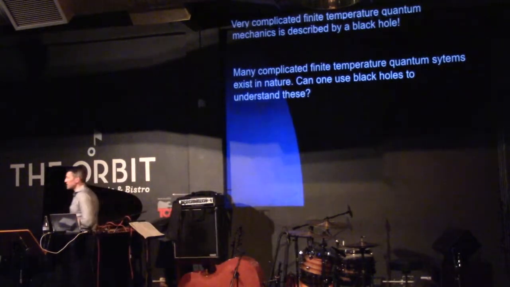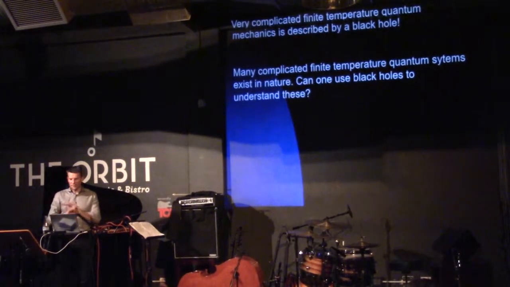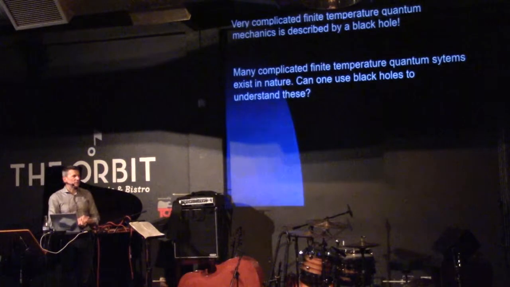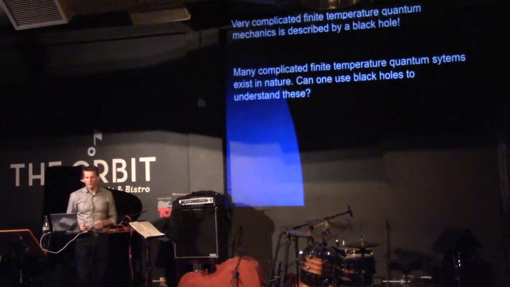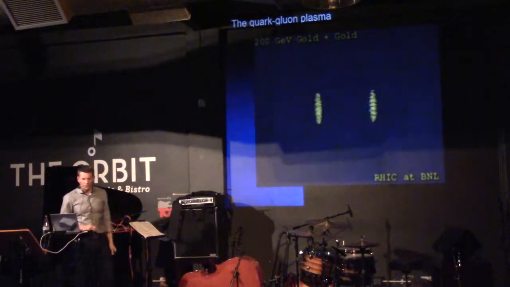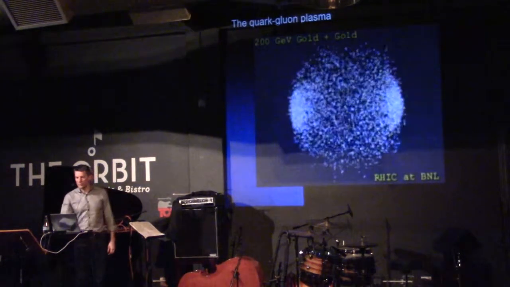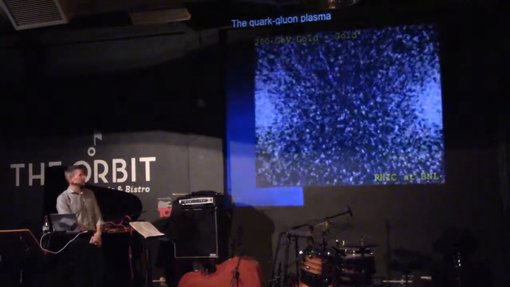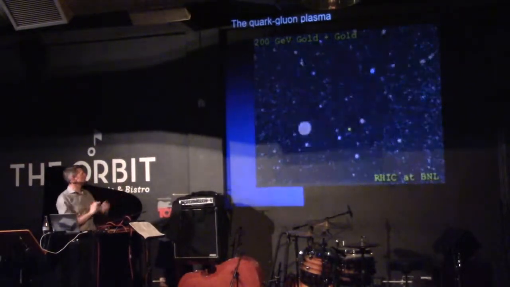Now there are many systems in nature that are very difficult to describe. They have nothing to do with gravity, but they're just very complicated systems because there are many, many particles interacting, and it's very difficult to compute what's going on. For example, you can do an experiment where you smash two gold atoms on top of each other with a high energy, and then out comes an incredible cloud of particles.